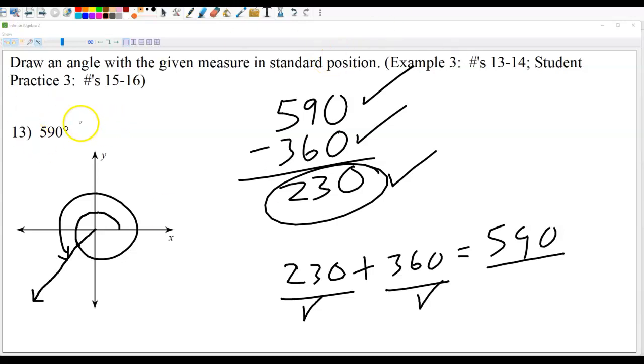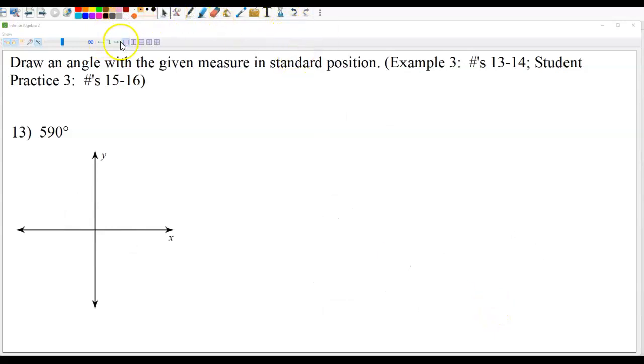So the first thing I did was subtract 360 until I got to a number between 0 and 360. And then I wrote it like this so that I could think of it as, okay, here's the angle I want to sketch, and then this is how many circles I want to add to it. All right, let's go ahead and take a look at another one here, number 14.